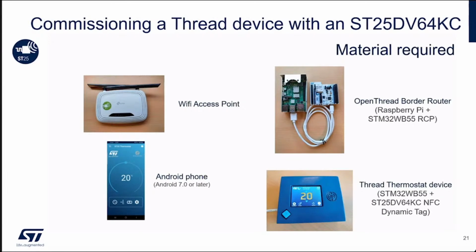Let's take a look at NFC for commissioning a Thread device. For this demo, we need a Wi-Fi access point and a Thread border router based upon OpenThread. The border router is made with a Raspberry Pi and an STM32WB55 low-power MCU supporting Thread. The Android smartphone has a dedicated mobile app and will be used as the commissioner.